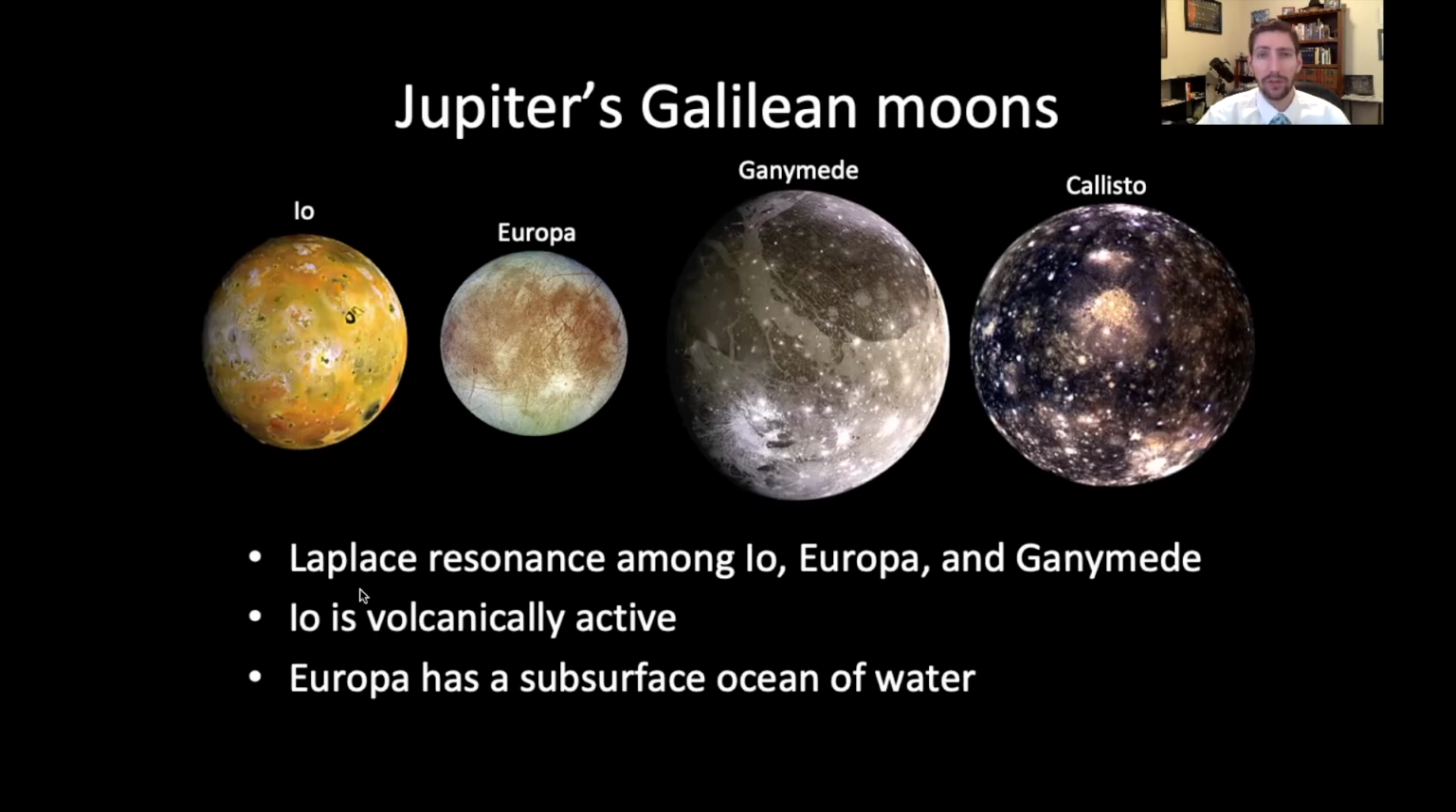Due to the extreme tidal forces that Io experiences, it is the most volcanically active body in our solar system. Europa has a subsurface ocean of water, and we are currently planning a mission, the Europa Clipper, to investigate that further. If there is another place in our solar system that has life, it might be Europa.